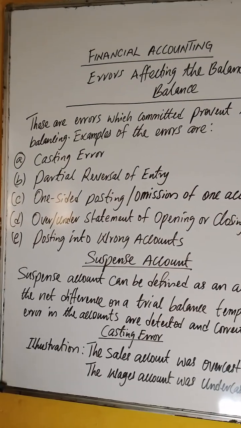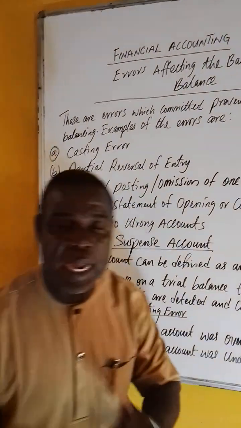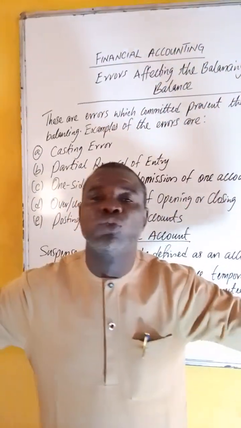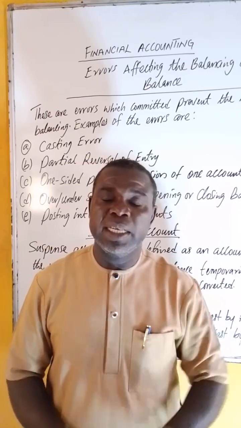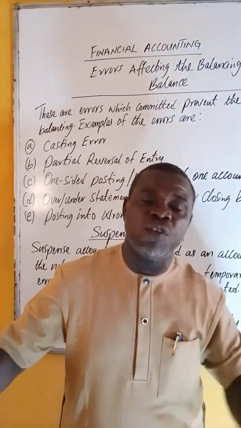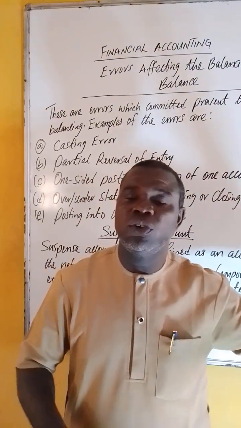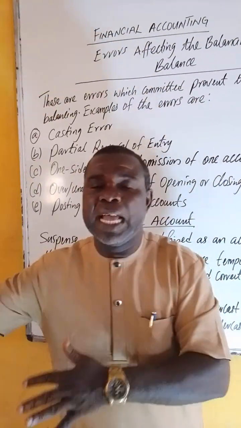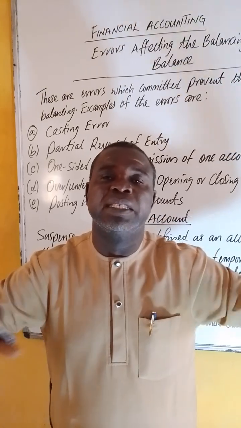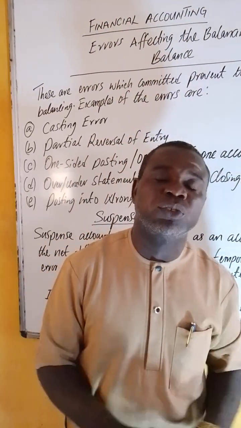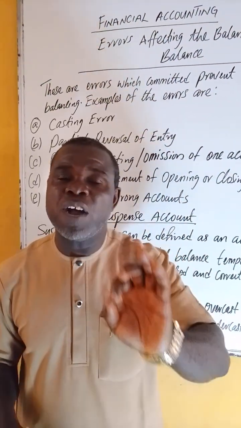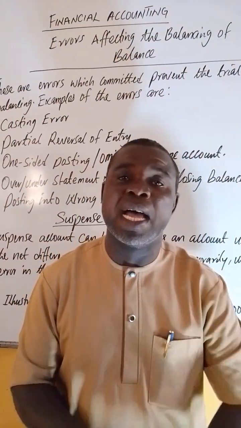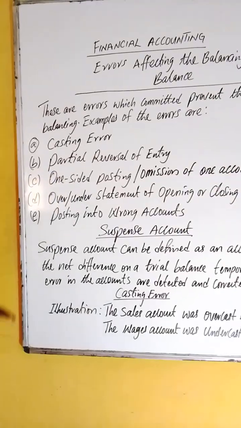But this overcasting in most cases affects only one account. If the casting happens in the two accounts, it cancels each other. This is a situation whereby the undercast or overcast affects a single account, not the two accounts. For example, in double entry, if the overcast passes through the sales and cash book simultaneously, as the case may be, it means it will cancel each other. But in this case, the overcast or undercast affects a single account. That is when it will affect the trial balance. So take note. That is the casting error.